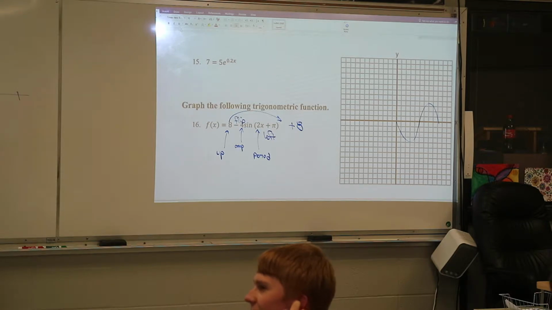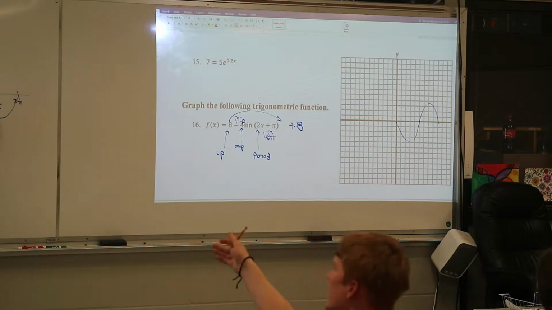Alright, sine normally looks like this. So this is 2 pi, pi over 2, 3 pi over 2. Alright, so this is what the sine graph normally looks like. Oh, you want to check the notes? Yeah, we watched the video. How do I know that is the sine graph?